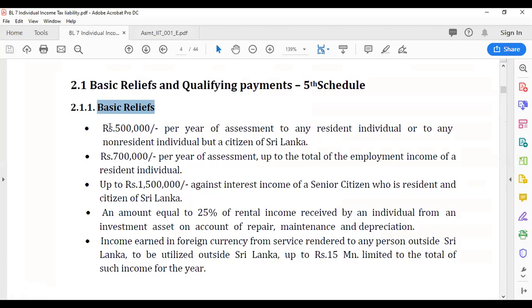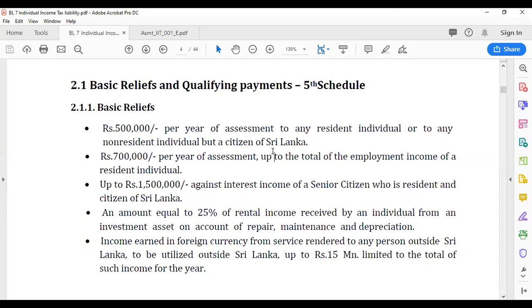There are five. First, 500,000 per year of assessment. Every year, starting from 1st of April, say 2020 to 31st March 2021, right? For any year of assessment, to any resident individual or any non-resident individual but citizen of Sri Lanka. So 500,000 for all, right? And an additional 700,000, the second.